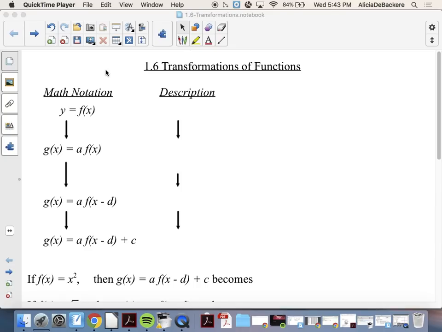Okay, welcome to today's lesson. This is 1.6 again. This is day 2. So this is where I'm going to summarize what we found in our investigation yesterday.